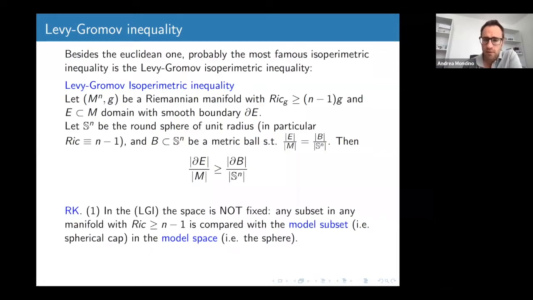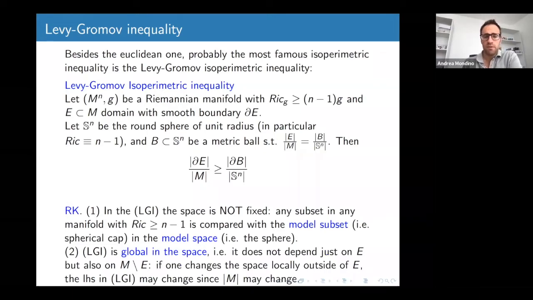And let me just remark a couple of key features of this beautiful inequality. The first key feature is that, differently from the Euclidean or the spherical isoperimetric inequality, in the Lévy-Gromov inequality the space is not fixed. We are considering any subset inside any manifold with Ricci bounded below by n minus one. And what we are doing is comparing the perimeter of such a subset with a model subset, which is a spherical cap, inside a model space, which is a sphere.